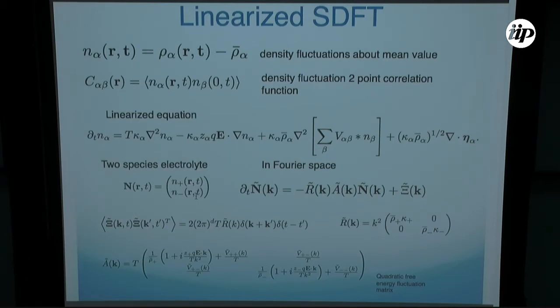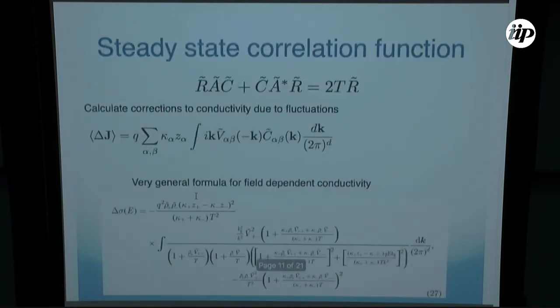And the dynamics has two components to it. This A of K is related to the Hamiltonian for the Gaussian fluctuations. And this R is the dynamical operator which appears in the noise and in the deterministic part of the dynamics, so it occurs here or here. It's just a detailed balance of the dynamics. You can work out the correlation function and you can work out what this A is. This is the Debye-Huckel theory. Okay, this is the quadratic Debye-Huckel theory.